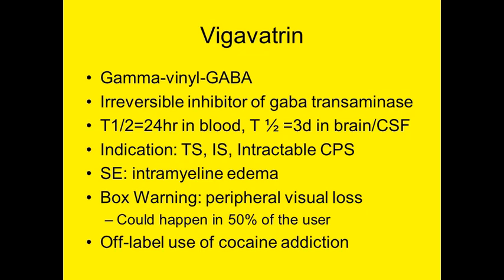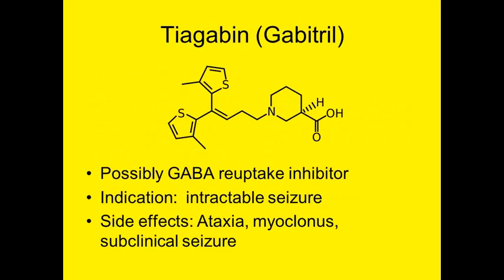Tiagabine is known as Gabitril. It's also for intractable seizure. The side effects are ataxia, myoclonus, and paradoxically, ironically, it sometimes makes seizures.